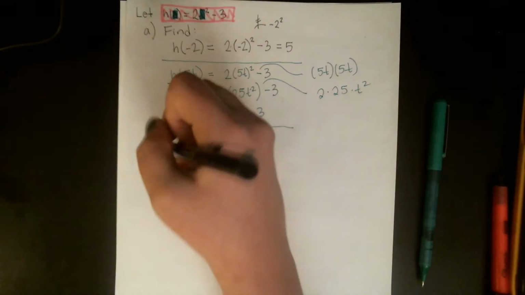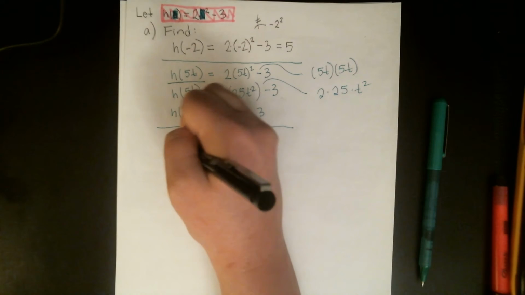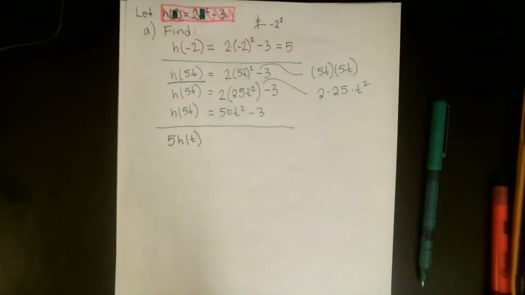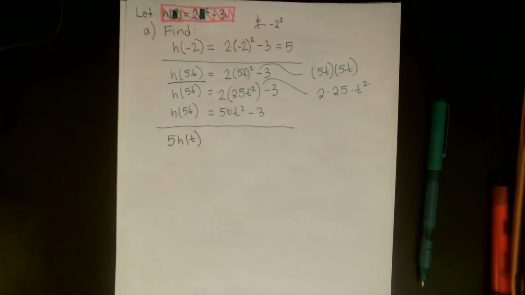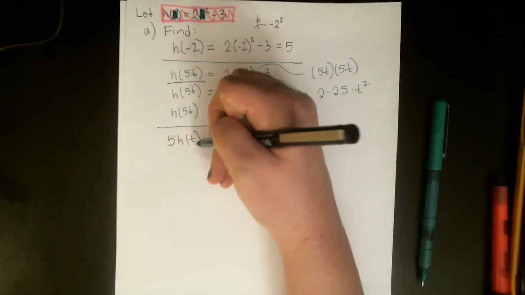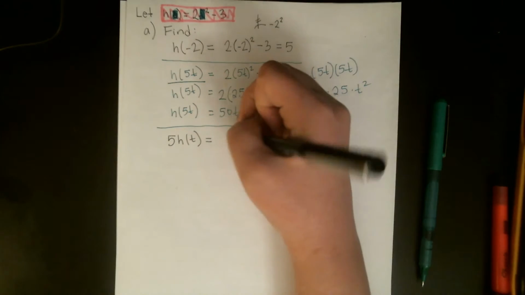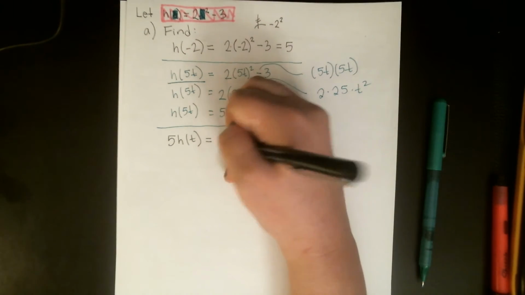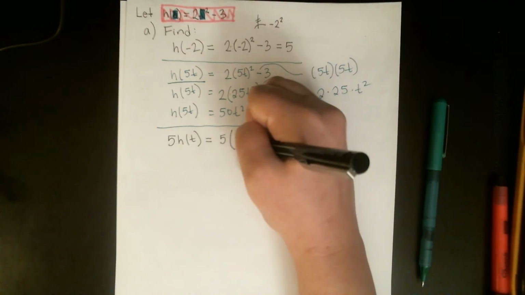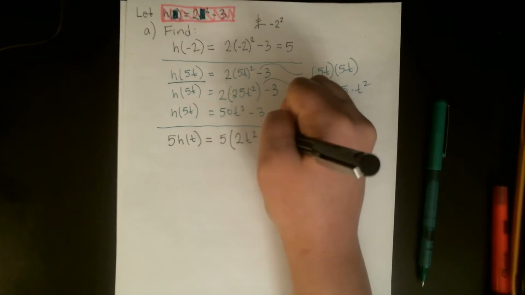Okay, let's compare that to 5h of t. So if I am asked to find 5h of t, that's 5 times h of t, or 5 times the output from my function. So in the previous one, I took my input t that I started with, multiplied it by 5, and plugged that in instead. Here I'm supposed to plug in a plain old t, and then multiply whatever I get by 5. So that 5 should get multiplied by h of t, which is just a 2t squared minus 3.